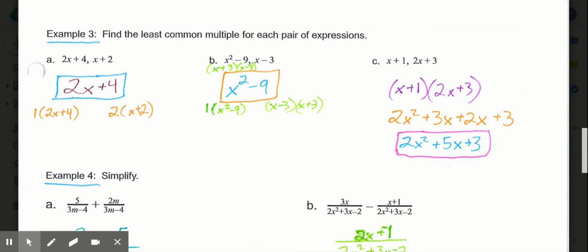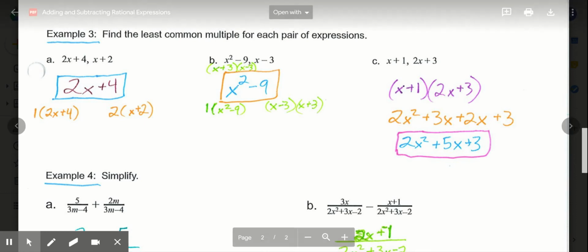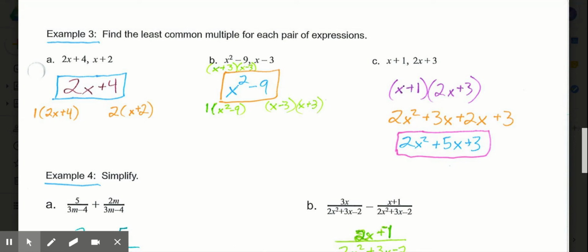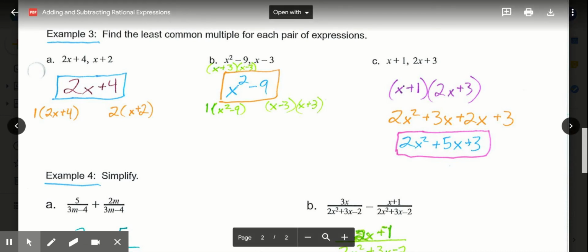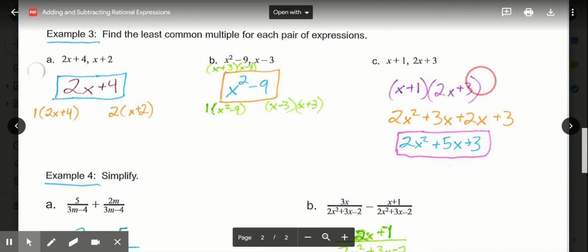So x plus 1 times 2x plus 3. Then we're going to FOIL these. So first, outer, inner, last. 2x squared plus 3x plus 2x plus 3. Combine like terms. And our common multiple is 2x squared plus 5x plus 3. So when you're in doubt, an easy way to come up with a common denominator, if you have two different binomials on bottom, is to just multiply them by each other.